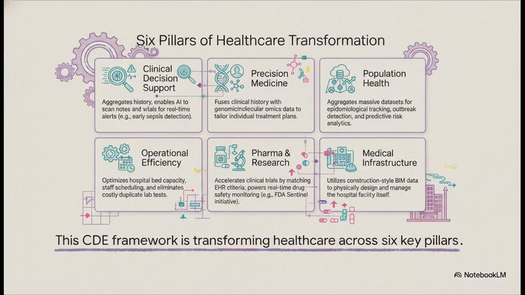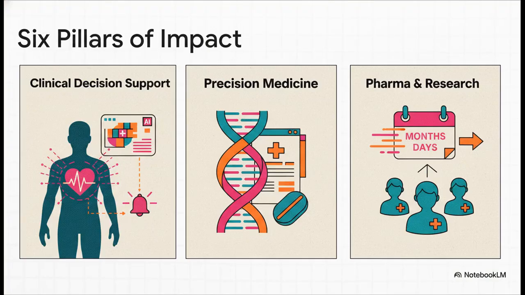And the payoff in the real world is absolutely huge. This one approach is transforming healthcare across 6 fundamental pillars. Just think about the impact here. This framework powers clinical decision support, where an AI can scan a patient's vitals and flag a risk for something like sepsis in real time. It's the engine behind precision medicine, where you can combine a patient's clinical history with their genomic data to tailor a cancer treatment just for them. It even transforms pharma and research by finding eligible patients for clinical trials in days, not months.